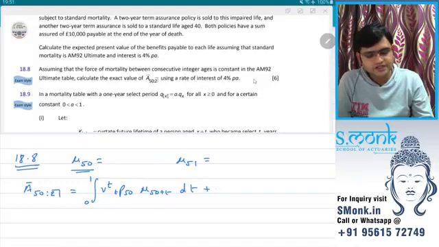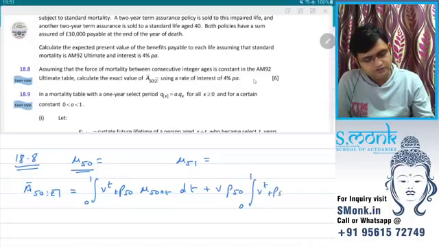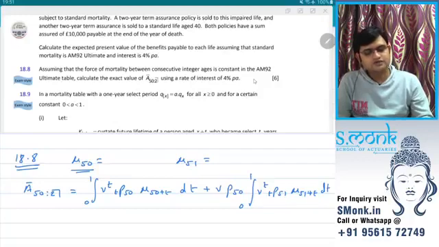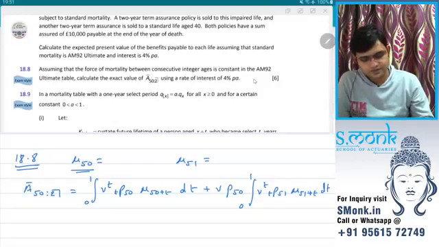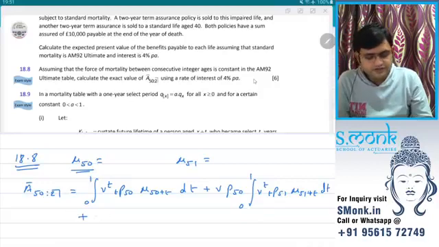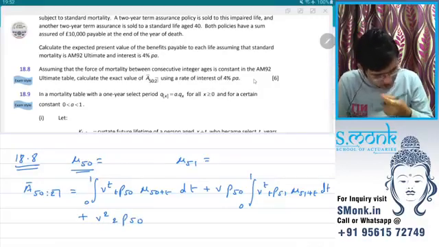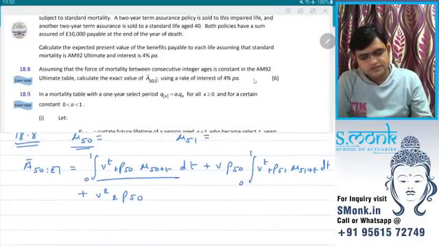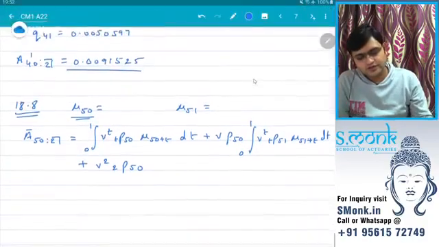And for the second year, we'll say if the person survives 1 year, so P50, then second year we will do the same thing, v raised to t, tp51 mu 51 plus t dt. So this mu 51 plus t is just a constant value, it's just mu 51, for this 1 year. Then plus survival benefit will just be v raised to 2 2p50. Let's just calculate this without actually calculating the mu value.